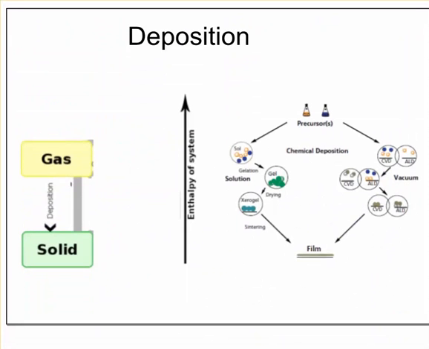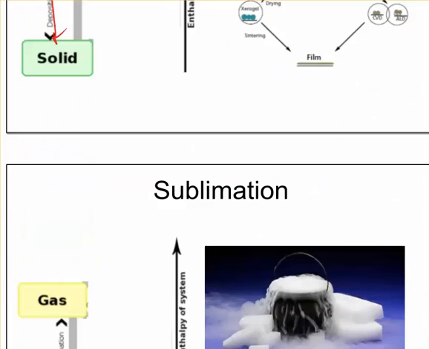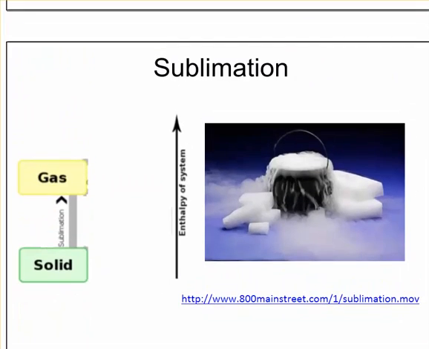Deposition is not a common change, moving from a gas to a solid. Large decrease in energy. Sometimes you see that happen on cold days when water vapor deposits into ice on your windshield. You have to scrape it off in the morning. And our final phase change is sublimation, moving from a solid to a gas, which is a large positive change in enthalpy. Again, not a terribly common phase change, but it does happen with dry ice or carbon dioxide, which goes directly from a solid to a gas.